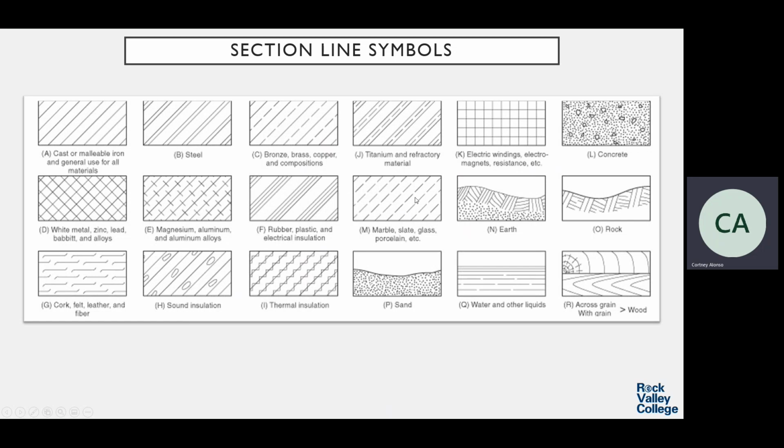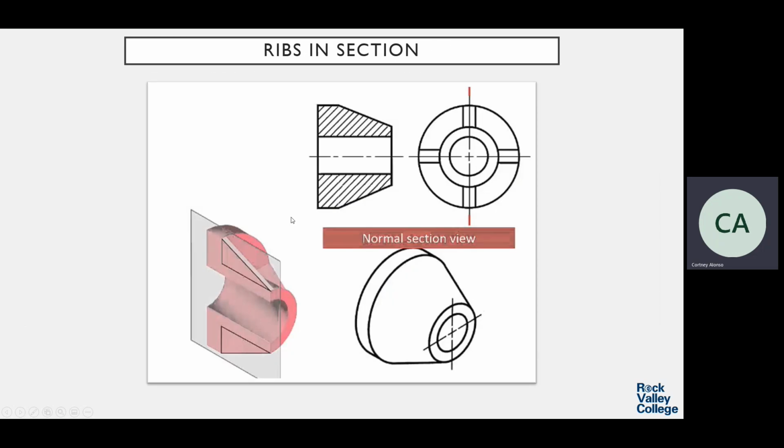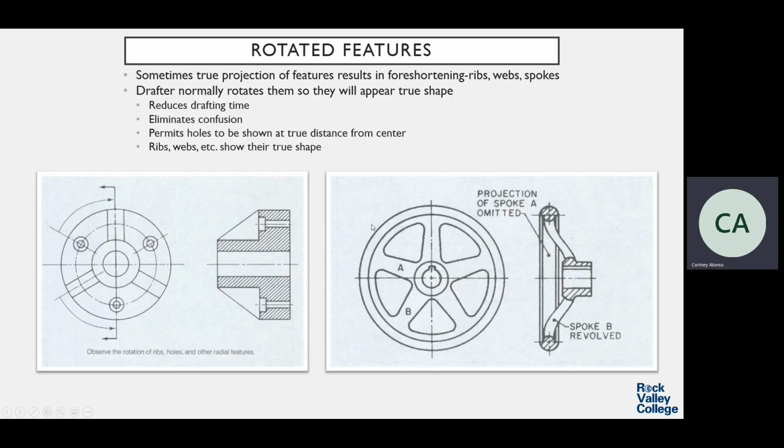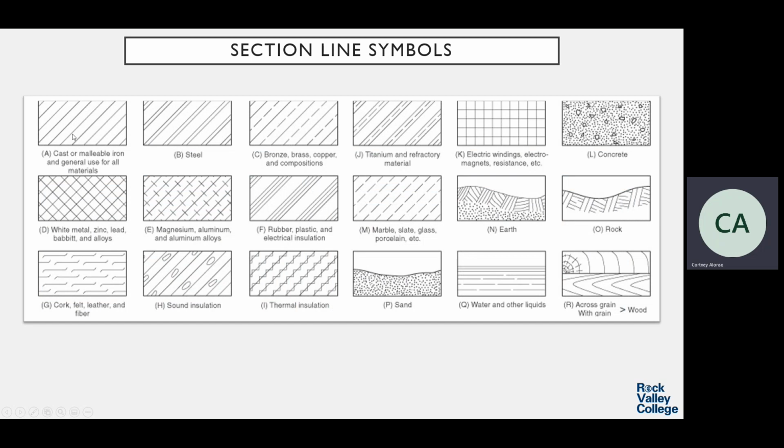Depending on if you do molding, you might see rubber and plastic, maybe even cork, or leather. And then you also have sand, different things like that. So knowing the important ones, I'd say A through J, D, E, and F are the most important ones, at least for our purpose.